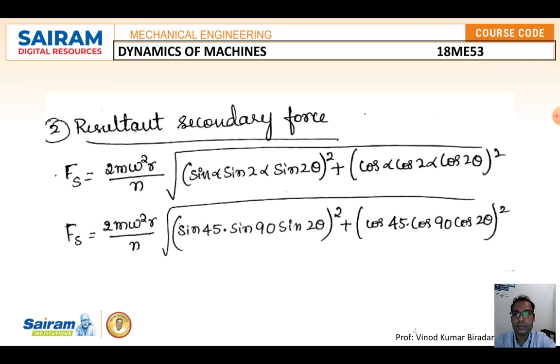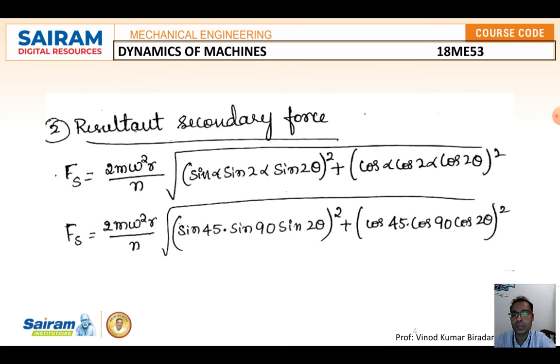Next is the resultant secondary force. We have the direct formula here. The secondary force is equal to 2 m omega square r divided by n times the square root of sin alpha into sin 2 alpha into sin 2 theta whole square plus cos alpha into cos 2 alpha into cos 2 theta whole square. We already calculated the V engine derivations, so from that we are going to take the direct formulas.